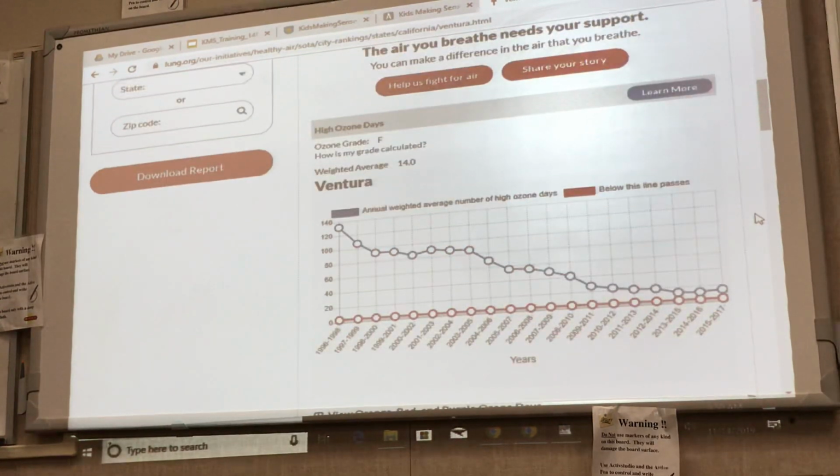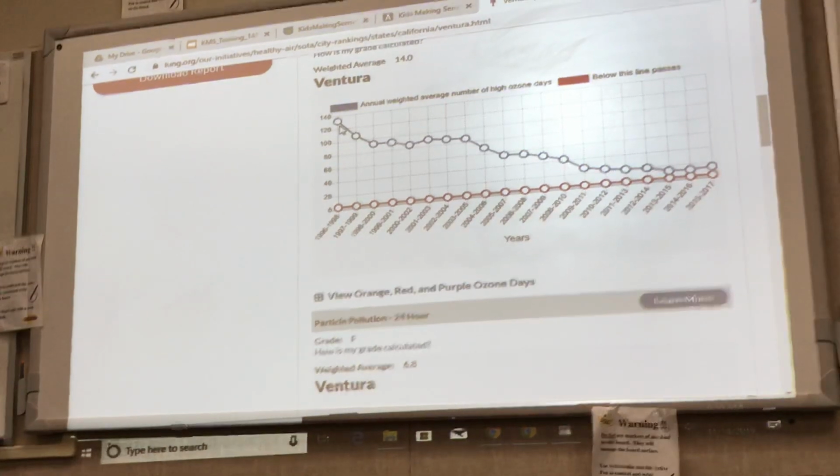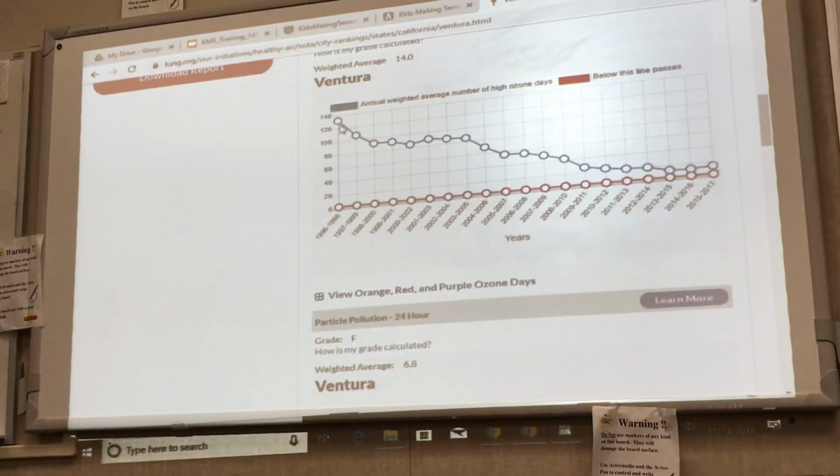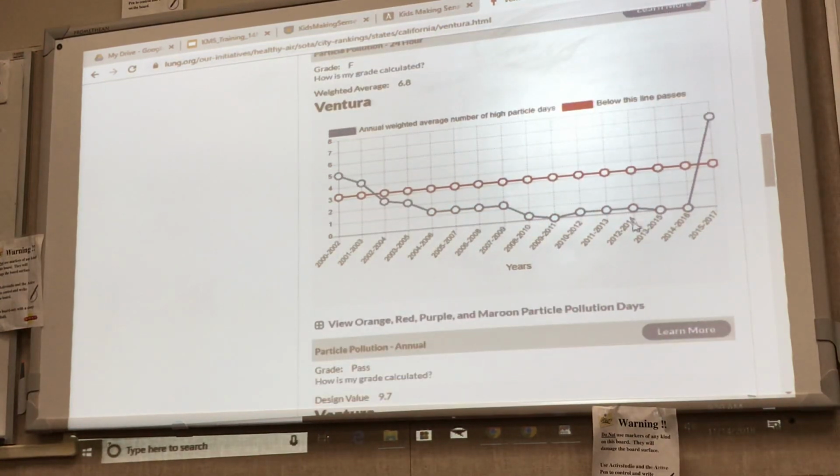If you scroll down, it gives them some more information about what, anything below this average is acceptable. You can see, it's really nice, in Ventura County just over the last 25 years, or 20 years, how much better the pollution's gotten. For the most part, I don't know what happened there. That's probably fires. Yeah, totally.